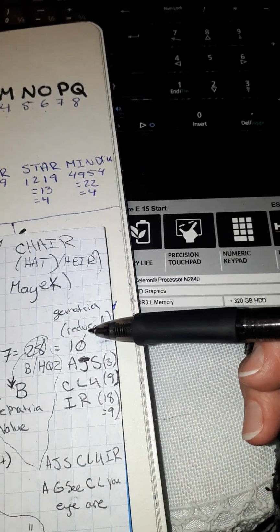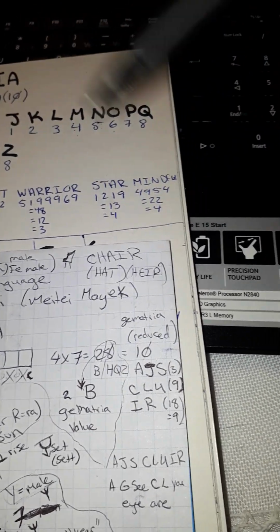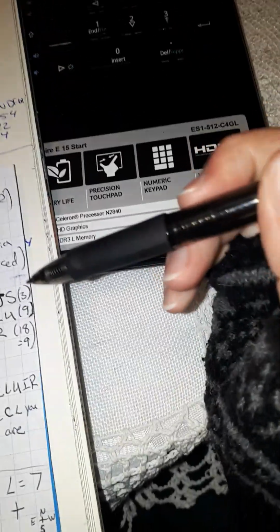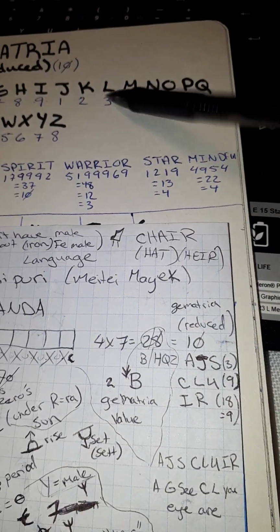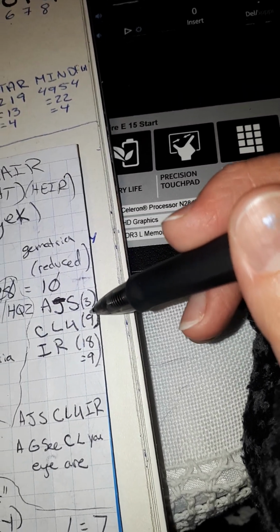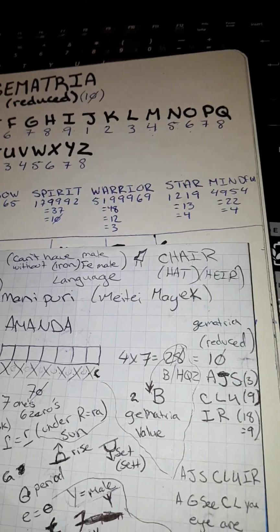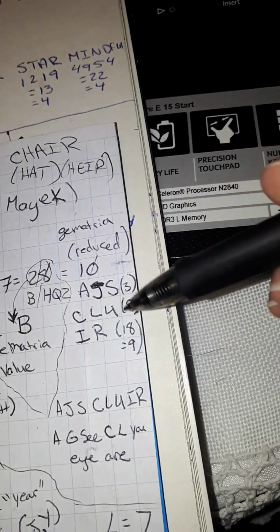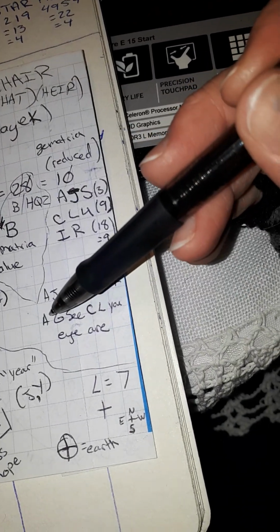Yeah, A was 1, and all the variations for 1: A, J, S. So that's 3 in total. And then I did all the ones for 3: C, L, U. It's almost short for a clue. And in total that's 9. So I did all the ones for 9: I and R. There's only 2. 9 and 9 is 18. Reduced is 9. So I just stopped there. A, J, S, C, L, U, I, R.